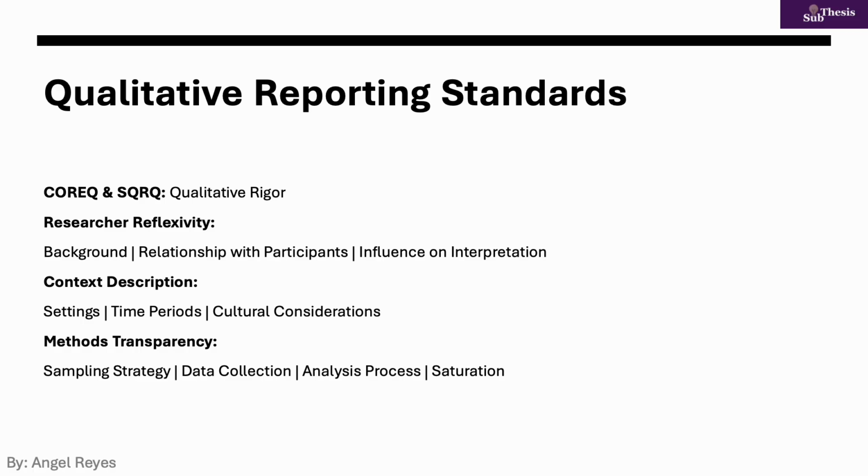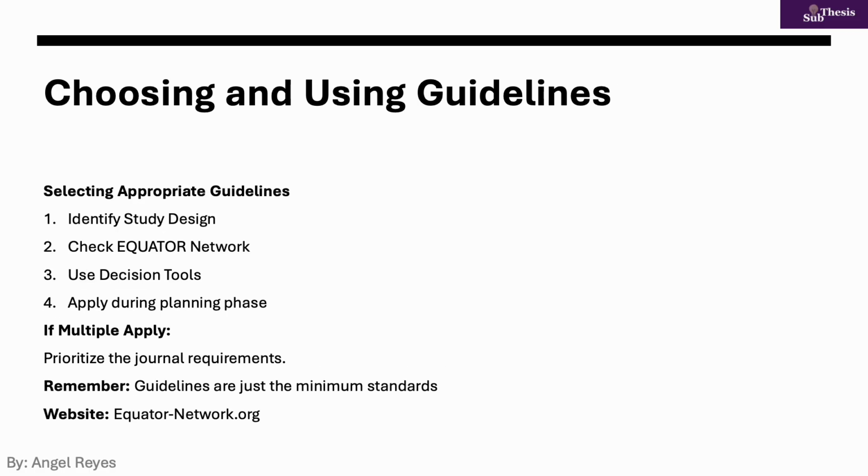Analysis procedures need thorough description, coding processes, theme development, software used, triangulation methods. Readers should understand how you moved from raw data to findings. With over 400 reporting guidelines now available, choosing the right one seems daunting. Start with your study design: experimental, observational, synthesis, qualitative.